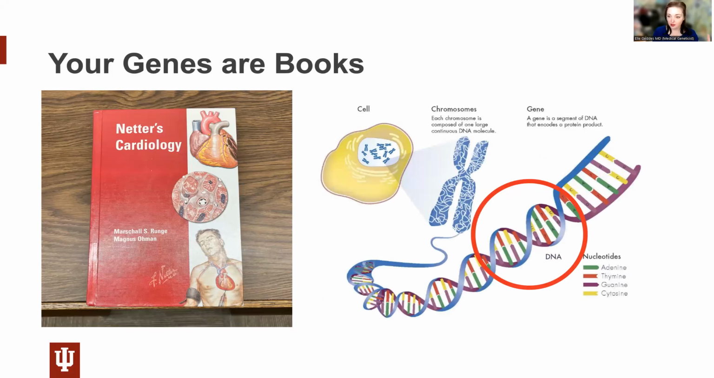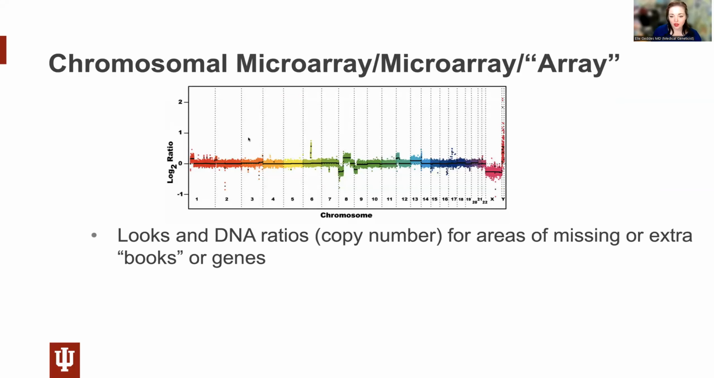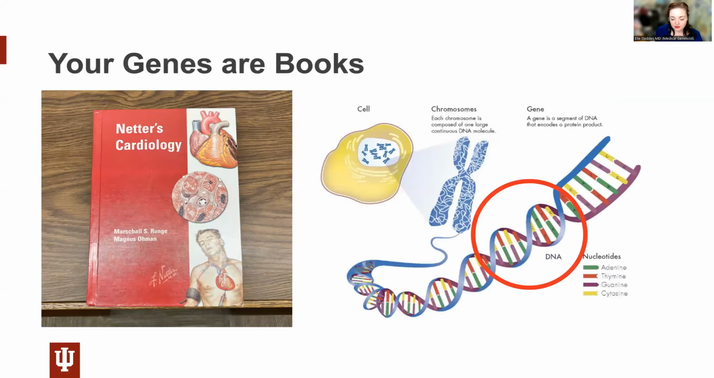And then all the books are all your genes, and you can sort of read through them letter by letter. So the way that we look at books most commonly is a chromosomal microarray or microarray or array. And that is sort of, are there missing or extra copies of the books or chunks of bookcases? And that looks just at ratios of DNA, which we call copy number.